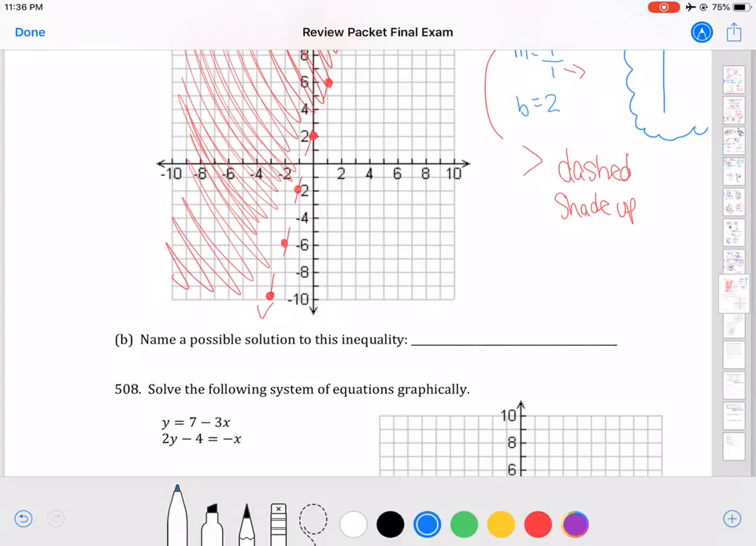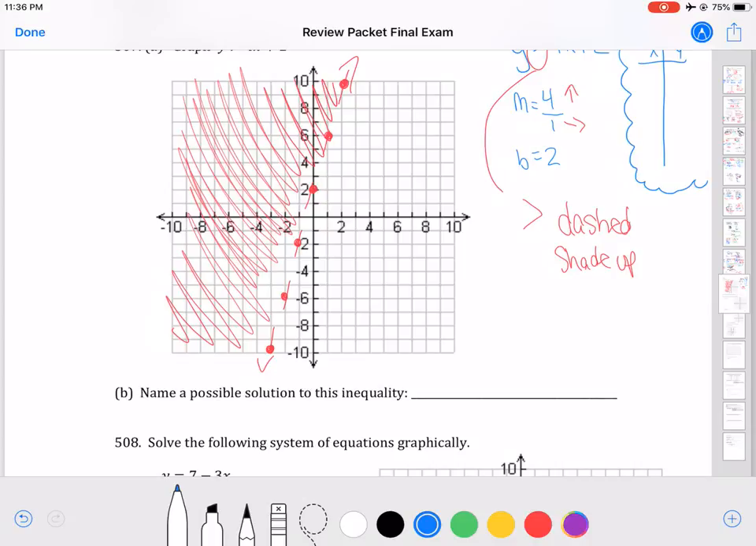So part B says name a possible solution to this inequality. A solution would just be any point in the shaded area. Something that's super important that you know is that the points on the dashed line are not solutions to this inequality. If it's on a dashed line, it is not a solution. You want to pick something in the shading. It doesn't matter what point. There's infinitely many answers. I'm just going to pick (-6, 2), this one right here.